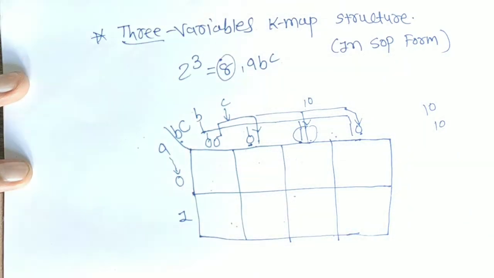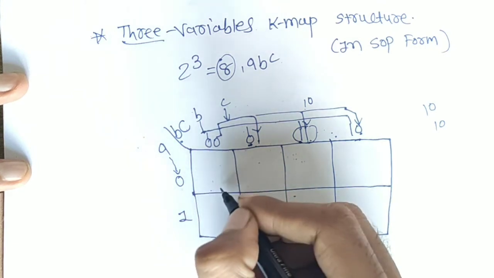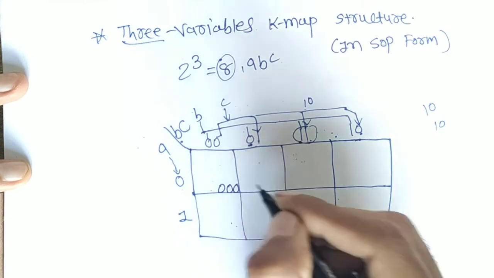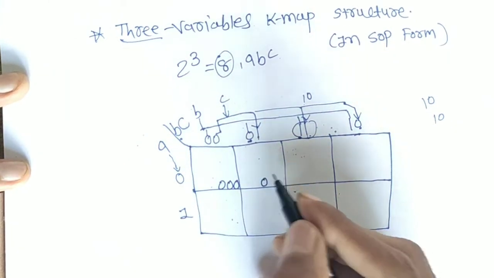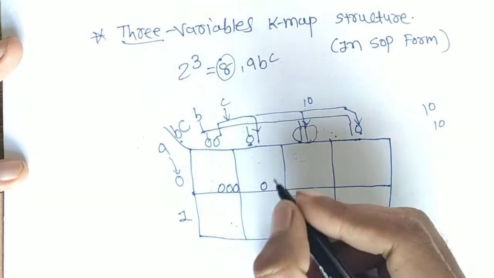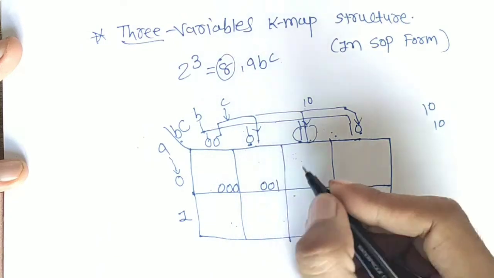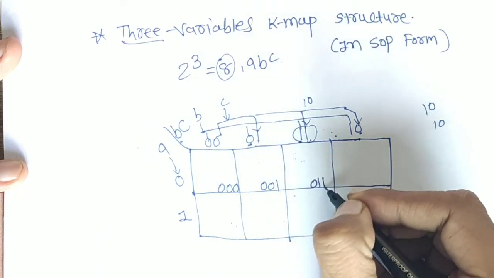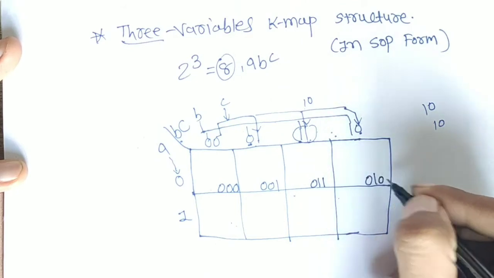Now we can represent the address of each and every cell. Here the value of A is 0, and in this cell B and C are also 0. This is 0, 0. Now here A is 0 and B is 0, C is 1. In this row A is always 0, and B is 1, C is also 1, and A is 0, B is 1, C is 0.